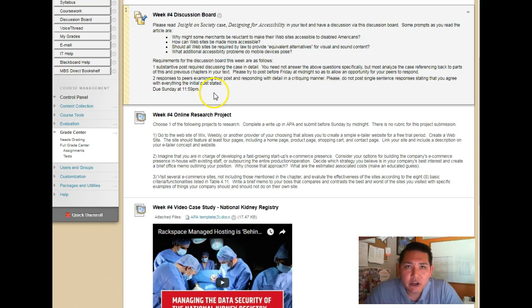Write 2 responses to your peers, examining their post and responding with detail, almost in a critiquing manner, but in a conversational way. I want you to find what's good, what's bad, what's questionable, any biases they might have in their opinions or in their initial responses. Please do not post single sentence responses saying that you either agree or disagree with everything in the initial post.